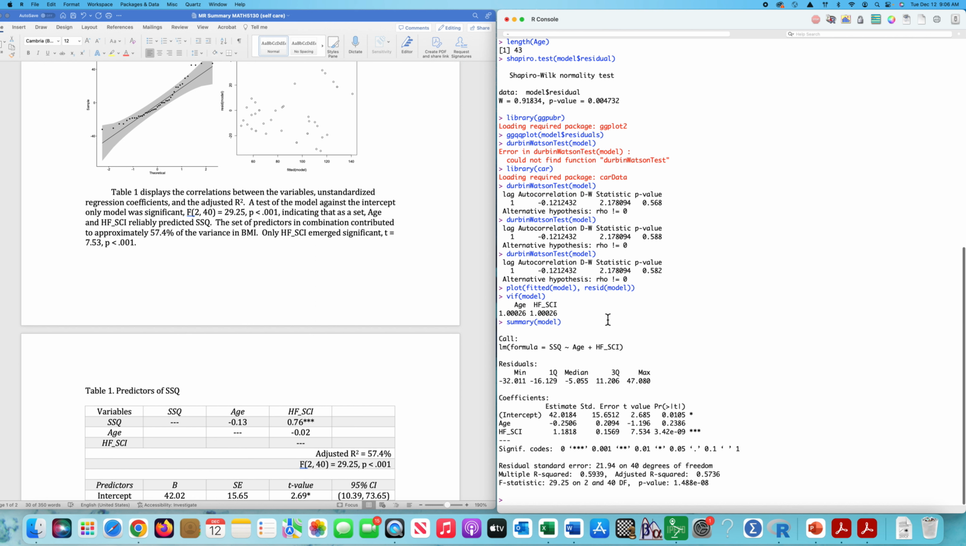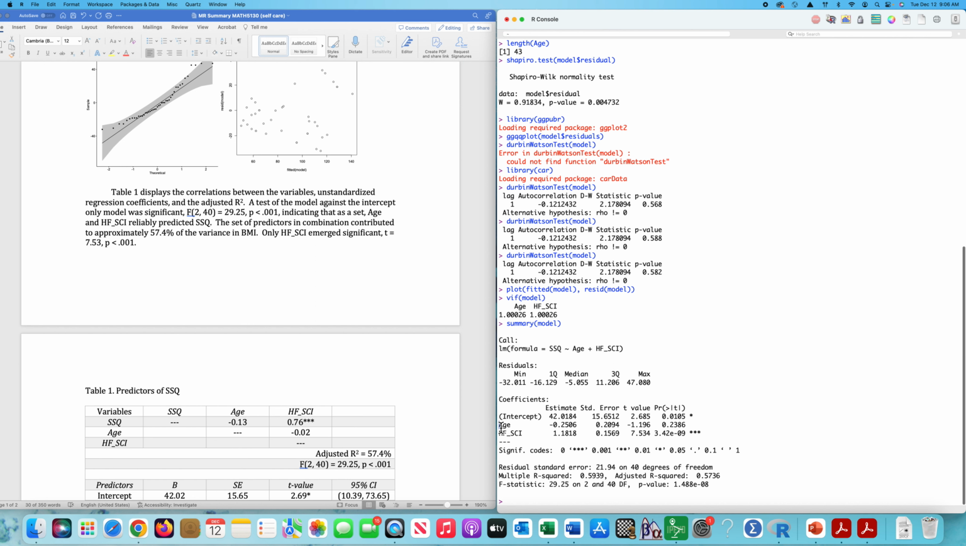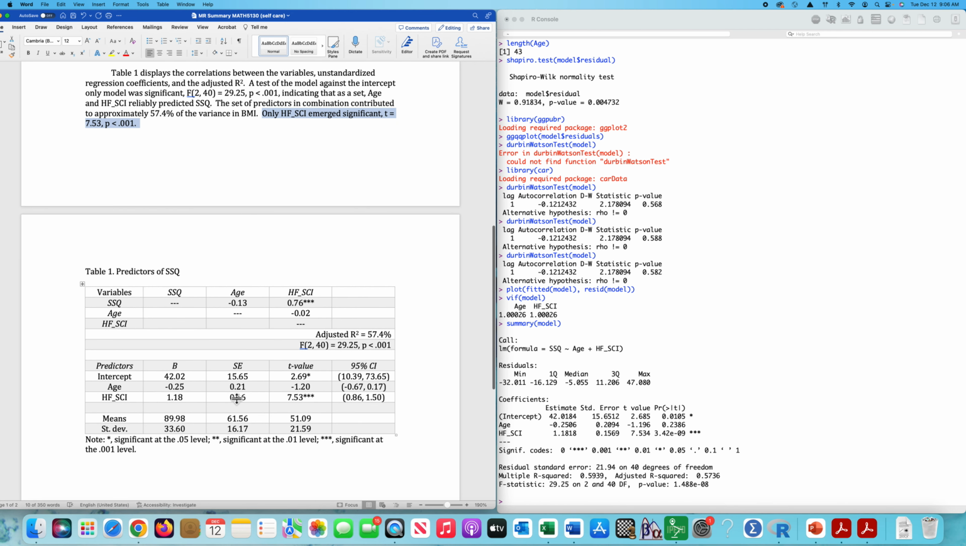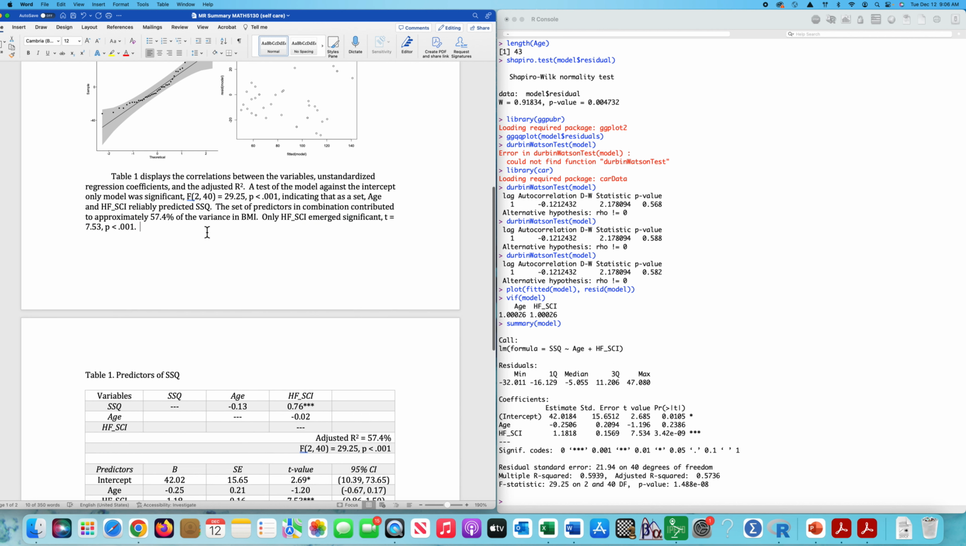Now, when I dive into the coefficients individually, I see that only one of those emerges statistically significant, and that is HF. So I tell the reader that right here, although that information is reported down here. Wait a minute, is that right? Yeah, okay. And then this sentence right here just reports the adjusted R squared.